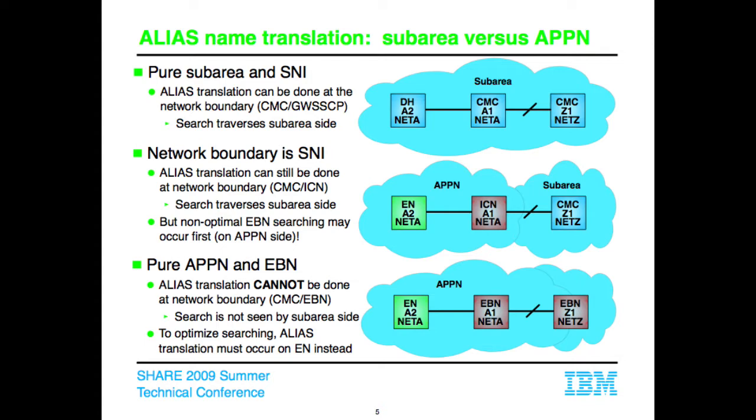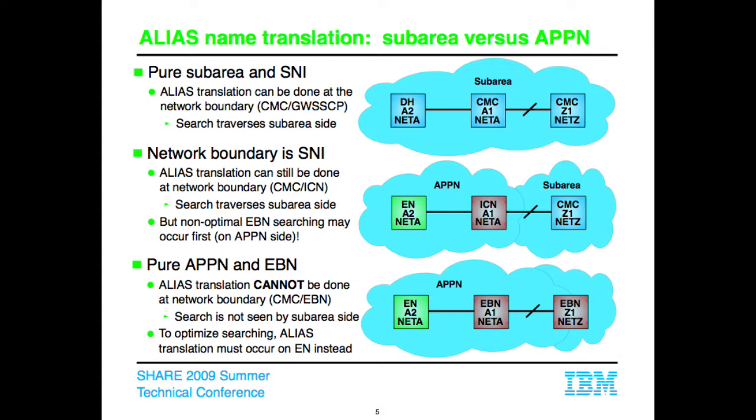The final case is where we have migrated our SNI connection to an APPN border node connection. And now, when the search request comes in from the end node to the interchange node, or the border node here, A1, and the border node forwards it out into network Z. In this case now, the search request is coming into the APPN side of A1, and it's also leaving the APPN side of A1. So in this case, the subarea side of A1 was never given control of the search, and because that's where the translation function occurs, we never had a chance to translate this one.